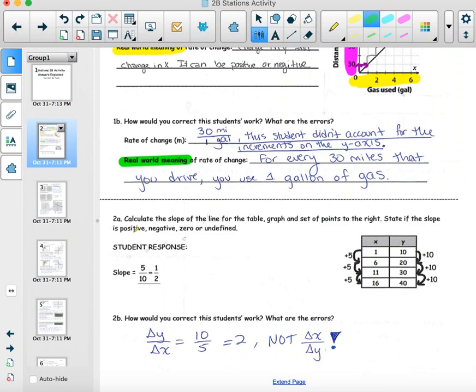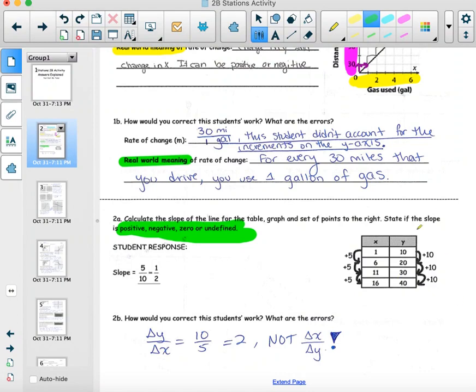Let's take a look at 2A. So we have calculate the slope of the line for the table, graph and set of points to the right. Alright, so we want to determine if it's positive, negative, 0, or undefined. And let's see what the student did. So this student did 5 over 10 is equal to 1 over 2.